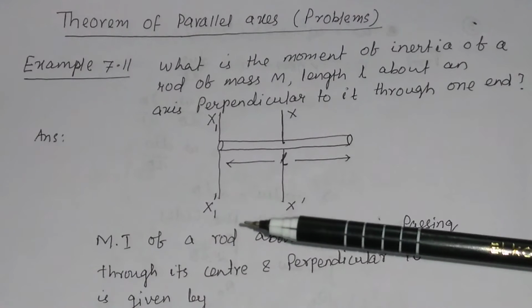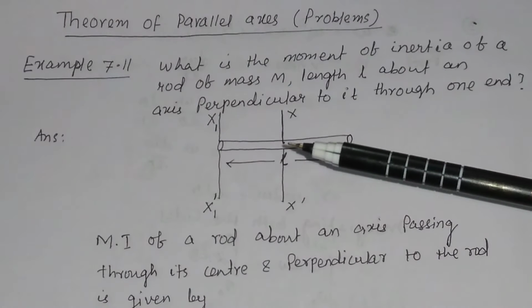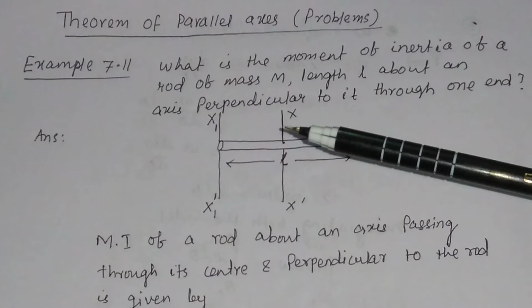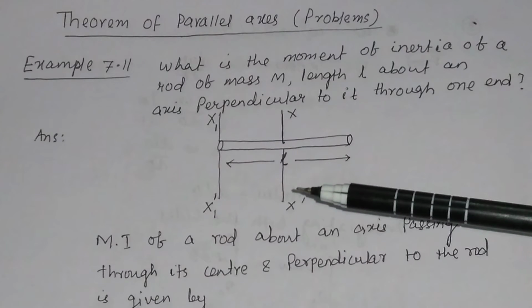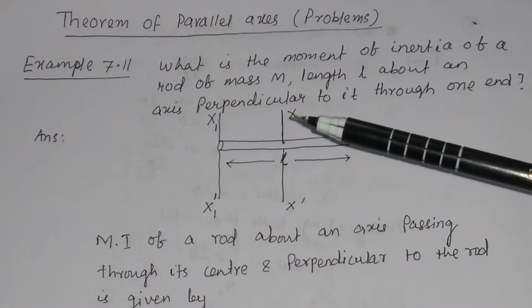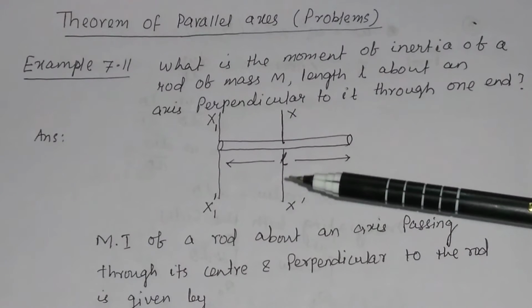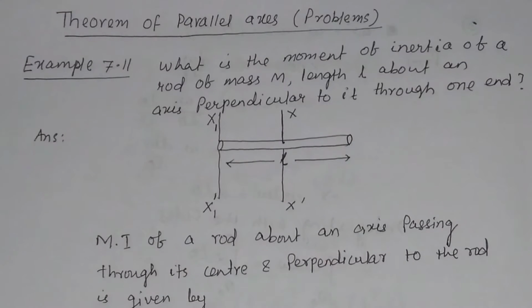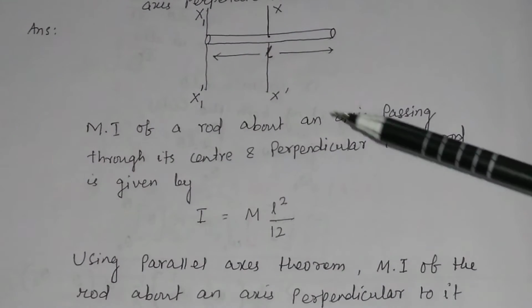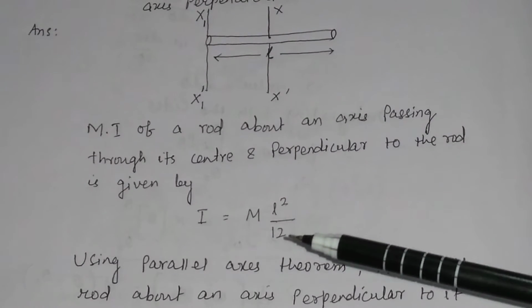We know the moment of inertia of the rod about an axis passing through its center and perpendicular to the rod is given by I equal to mL square by 12. If you allow an axis x prime to pass through the center of the rod, let us say C, then the moment of inertia about x prime will be equal to I, that is equal to mL square divided by 12.